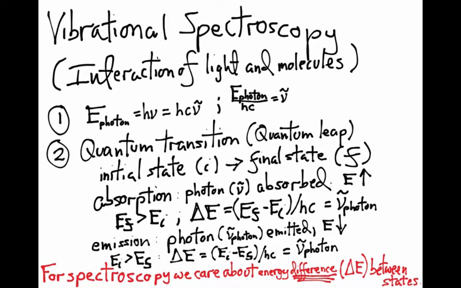Okay, energy difference. The energy of a photon that's emitted or absorbed is equal to the energy difference in the molecule between the initial and final states. And it depends: if it's absorbed, then the final state's higher in energy. If the photon is emitted, then the final state is lower in energy. But that delta, the difference between those two states, is exactly the energy of the photon.